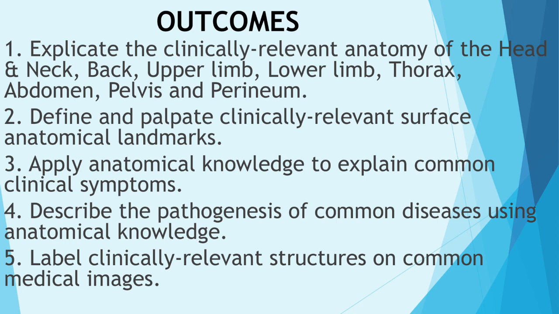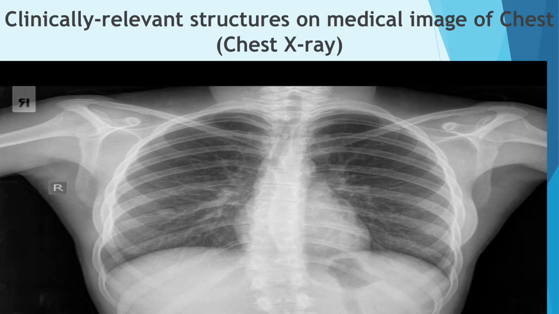Also, these students should be able to label clinically relevant structures on common medical images such as X-rays. Right here is an illustration of the chest X-ray. You can see the various structures there. You can see the ribs, the clavicle, and then the heart. The lungs there are seen as radiolucent structures.